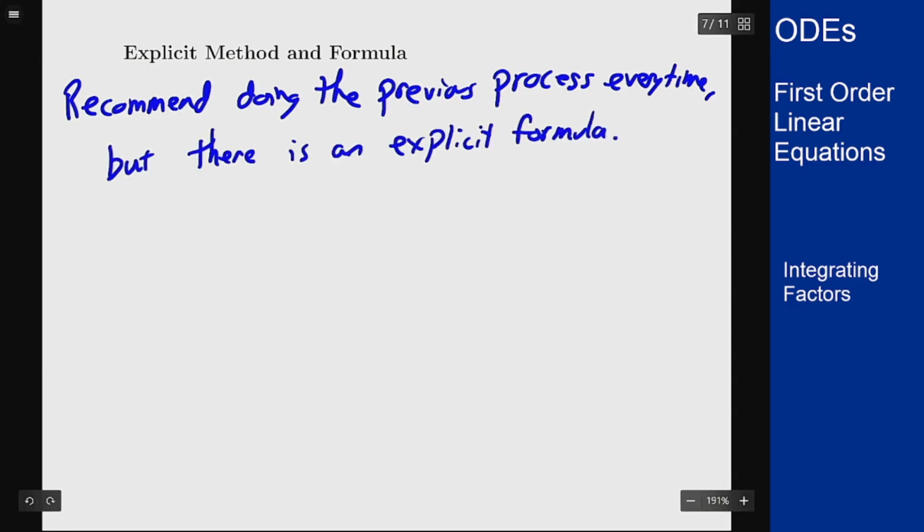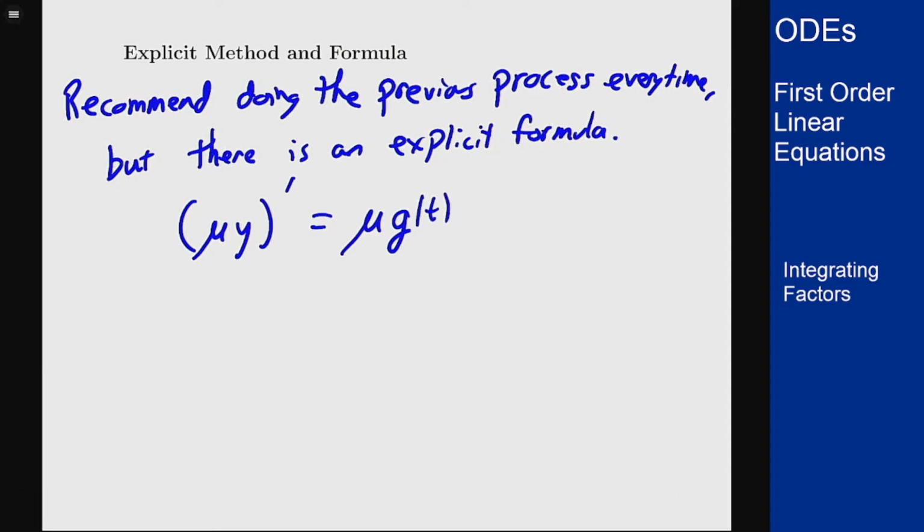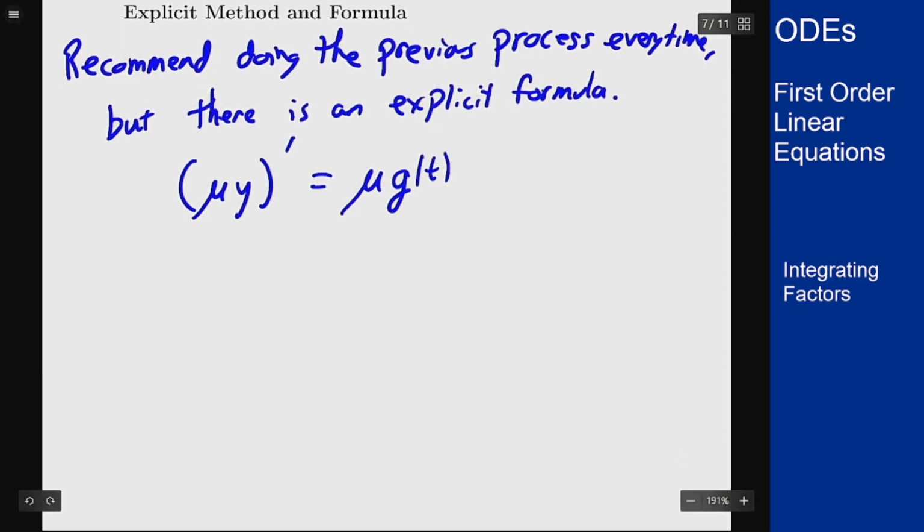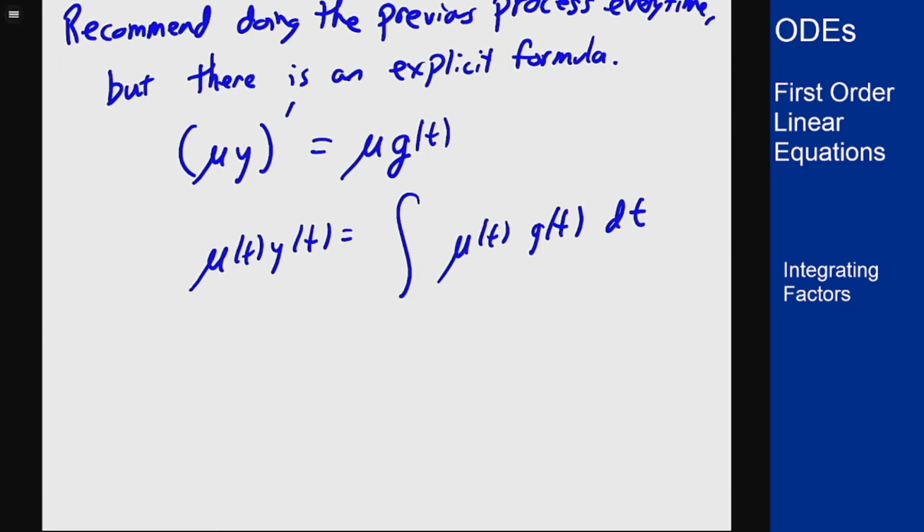This basically comes from the fact that once you multiply by this mu(t), you get a product rule on the left side. So we always get the step where it's (mu y)' = mu times g, where g(t) is from the right-hand side. We can integrate this to get that mu(t) y(t) equals the integral of mu(t) g(t). Then I can divide both sides by mu(t) to get the explicit answer.